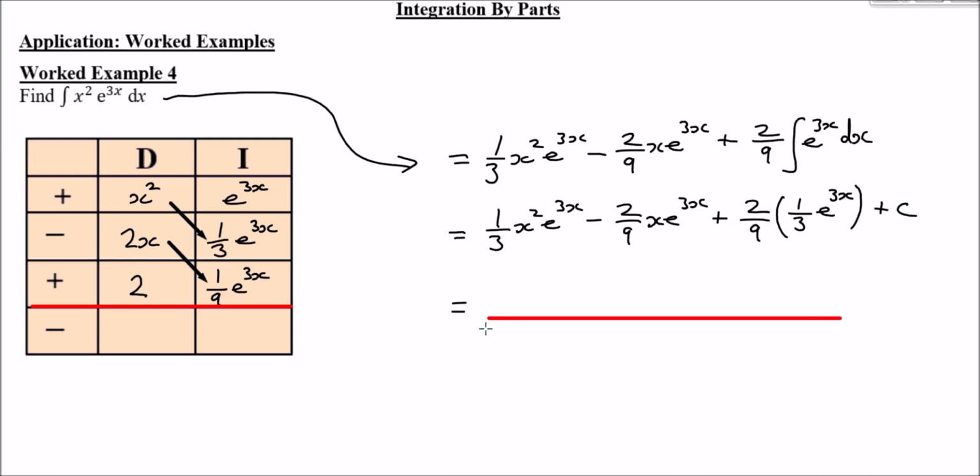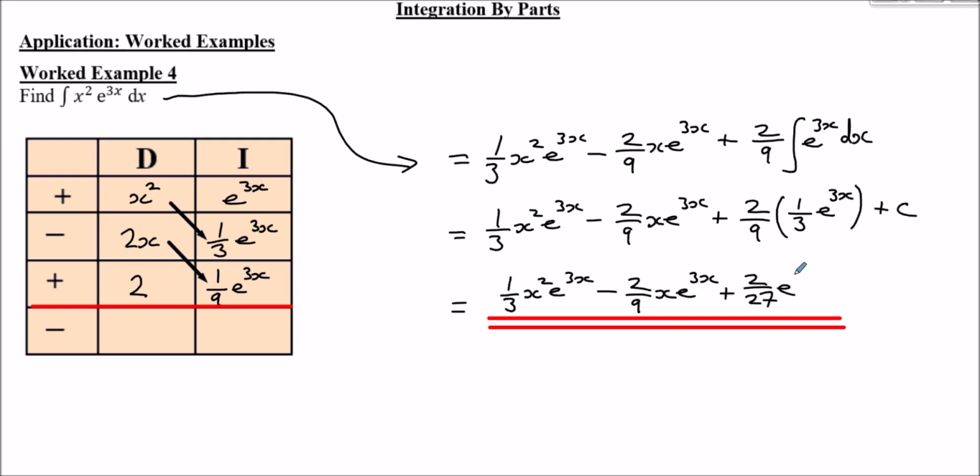So this is going to become 1/3 x squared e to the 3x minus 2/9 single x e to the 3x plus 2/9 multiplied by 1/3, which becomes 2/27 e to the 3x plus c.